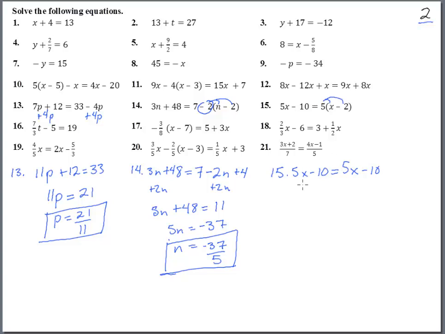These two are identical. We can see it a little bit more clearly when we subtract 5x from both sides. And we get negative 10 equals negative 10. This is true always, no matter what x is. X could be anything. X could be 37 over pi. And we get that x can be all numbers.